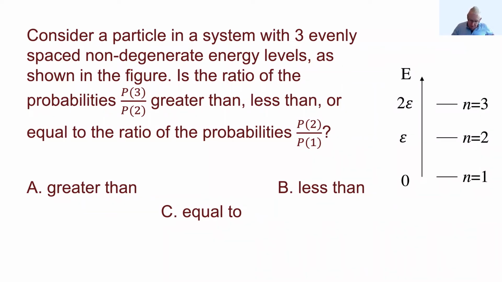I've got a system that's got, I drew it with 3 energy levels, right? And my 3 energy levels are equally spaced because the bottom energy I labeled as 0, then epsilon and 2 epsilon. So when I say equally spaced, I mean the gap between n equals 1 and n equals 2, and n equals 2 and n equals 3, those are the same size gaps. Right? And the question is the ratio of the probabilities, P3 over P2, how would that compare with the ratio of P2 over P1, right?